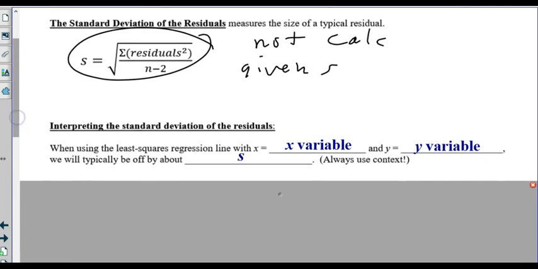So, interpreting the standard deviation. And this is the statement we're going to use. It's a fill-in-the-blank statement. When using the, and again, we can abbreviate S, LS, RL, okay, when we're writing it ourselves. When using the LSRL with X, and we just say what the X variable is, predicting Y, with Y being the Y variable, will typically be off by S, whatever that number is. That'll make sense here in a second. We're just going to plug in the values from the graph. So S, what's the x-axis? What's the y-axis? Very simple.